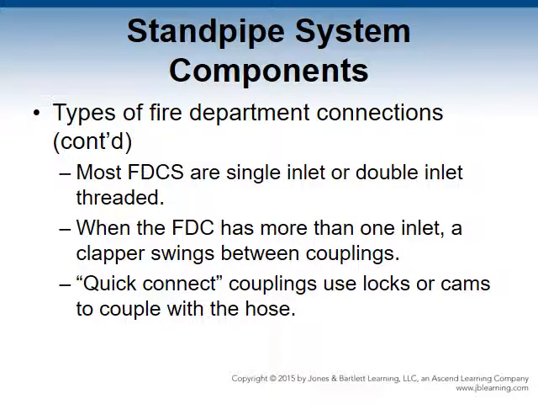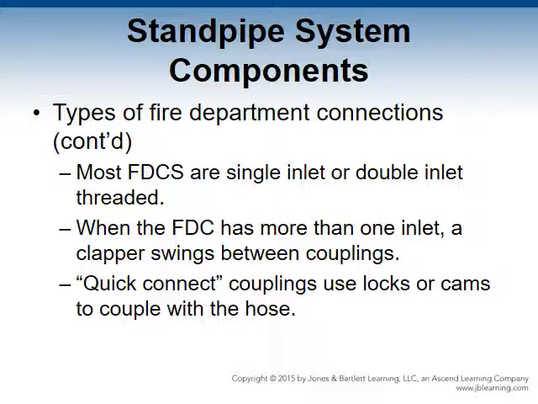Most FDCs are single inlet or double inlet threaded. There may be additional inlets depending on the system demands. When the threaded pipe is installed, the coupling must be compatible with the fire department thread standard. Usually the 2.5-inch standard recommended by NFPA 14 is used.